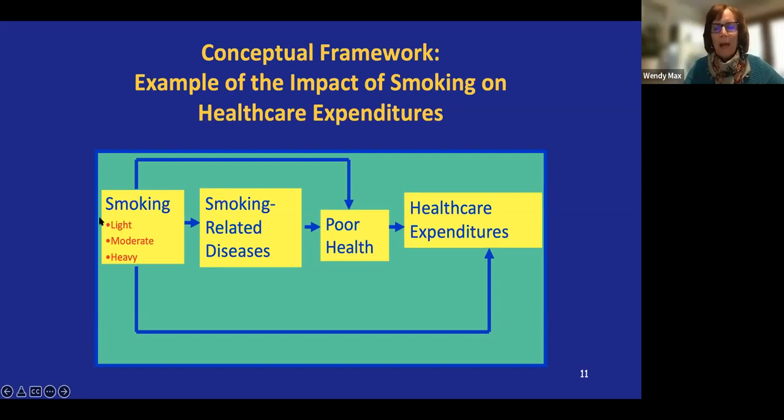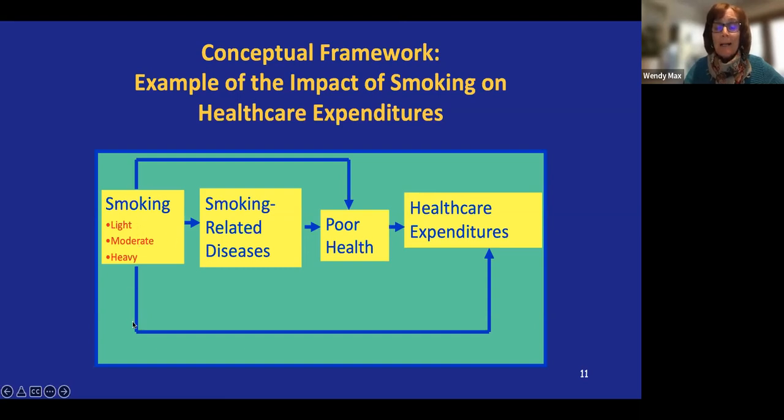I also want to point out that there's this direct pathway, but sometimes smoking leads to poor health without actually resulting in smoking-related diseases. For example, if a distracted smoker breaks their leg, that's really as a result of their smoking. Maybe they trip because they're not watching where they're going. But in fact, they are in poor health, it's related to their smoking, and their costs are likely to be higher because they're a smoker than if a non-smoker were to break their leg.